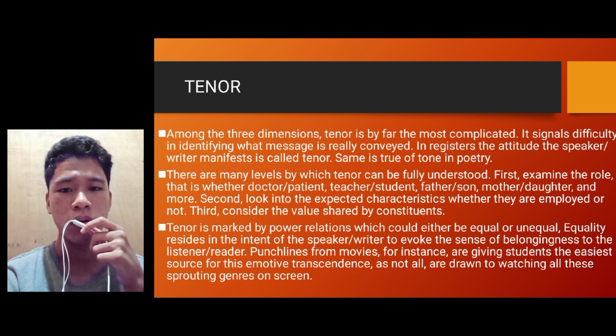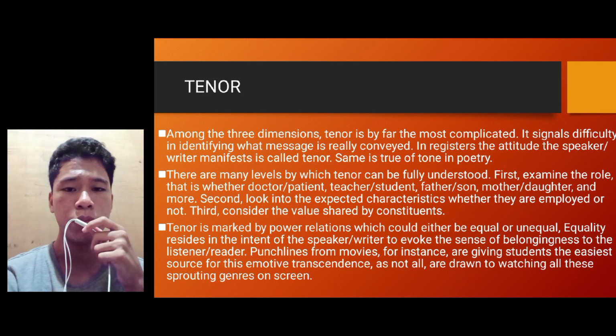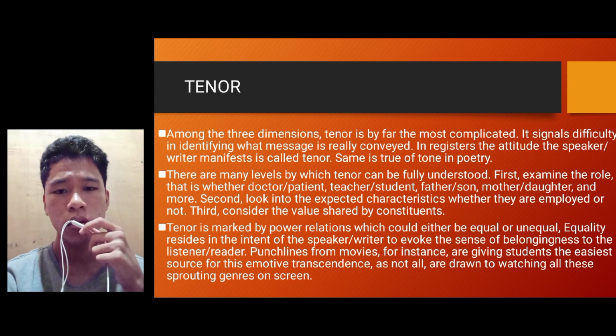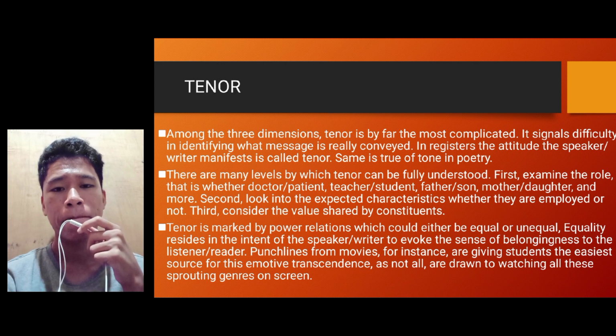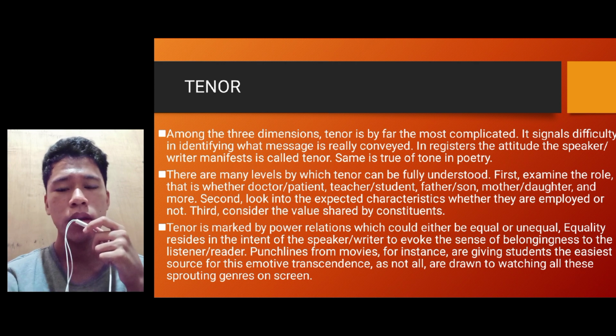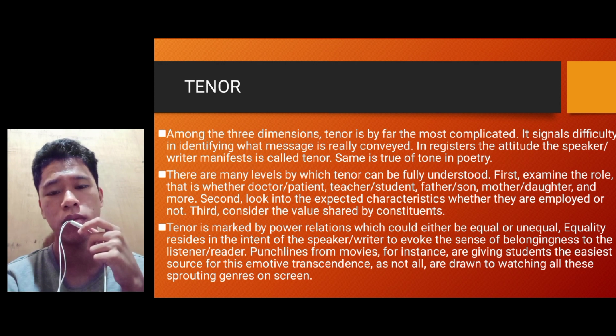To examine tenor, first you need to examine the role, that is whether doctor or patient, teacher or student, father or son, mother or daughter, and more. Second, look into the expected characteristics, whether they are employed or not. Third, consider the values shared by constituents. In addition, tenor is basically asking who is the person. In other words, it refers to who is taking part and how they relate to each other.